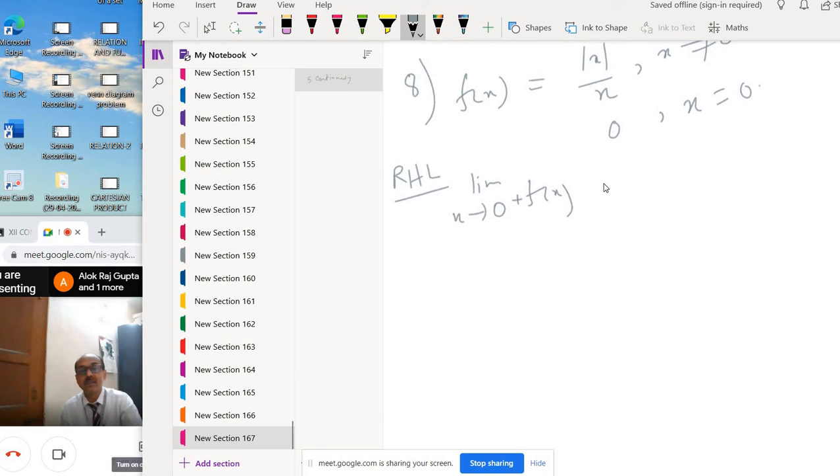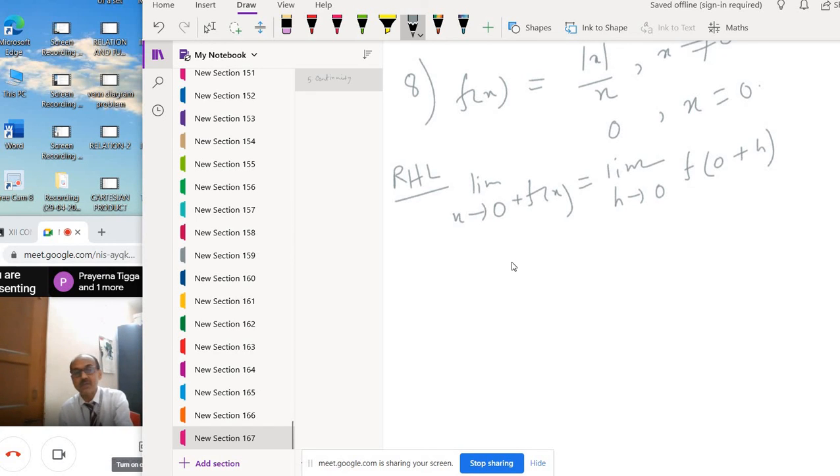0 plus f(x) is equal to limit h tends to 0, f of 0 plus h, because right hand is plus. Okay, see this rule. This is another rule. When the question is this type, where mod is given, then you have to use these rules. So the formula is limit h tends to 0, f of 0 plus h. H means the length of the interval.